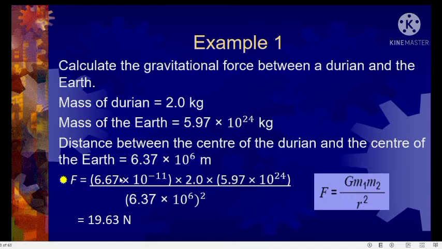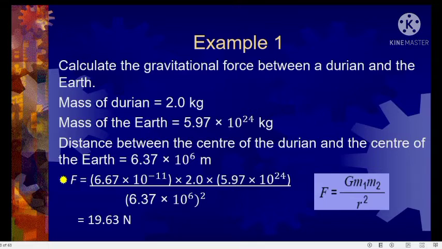So F equals G m1 m2 divided by r squared. Just substitute the values: the universal gravitational constant, multiplied by m1, m2, divided by r squared. So we get 19.63 newton. This 19.63 newton is a force that acts on the Earth and also acts on the durian.